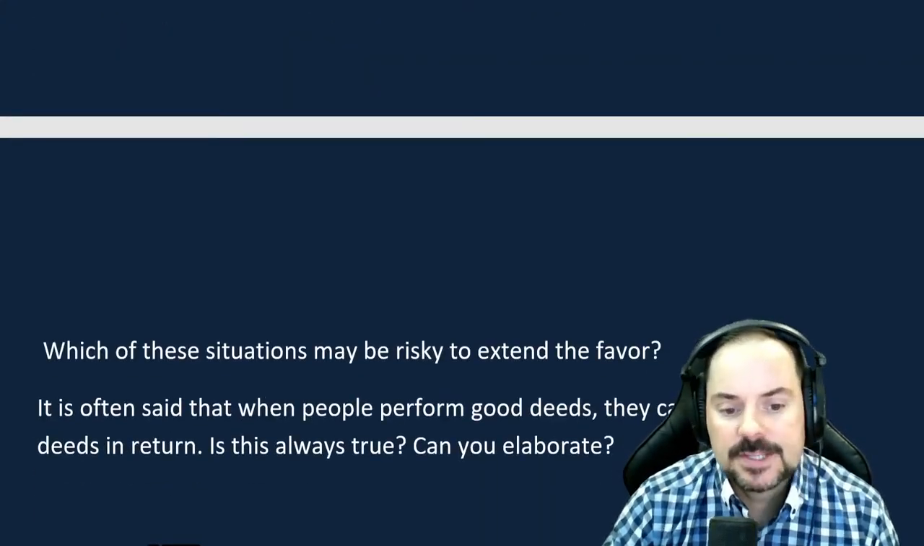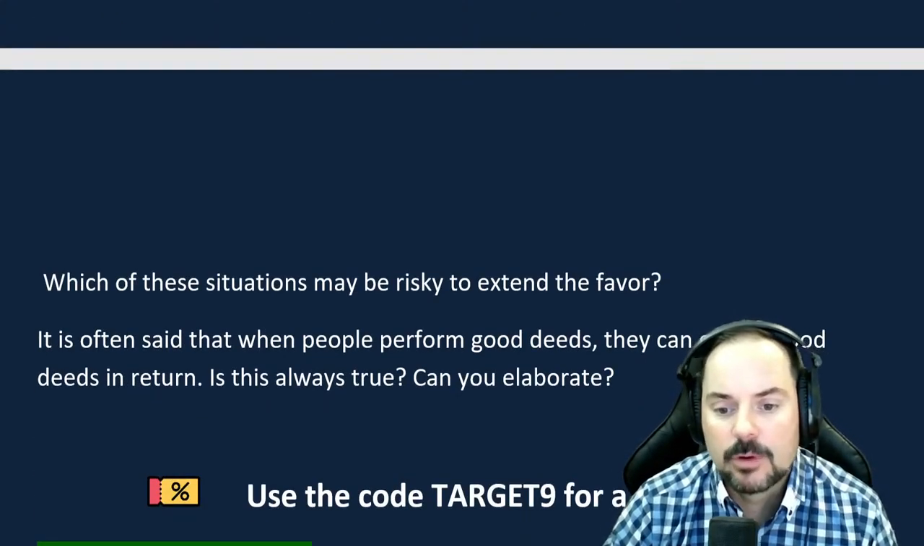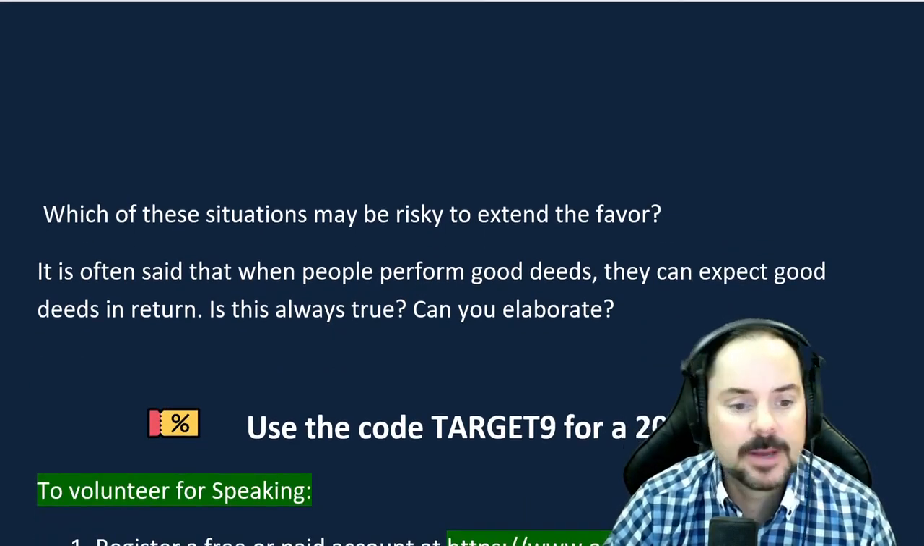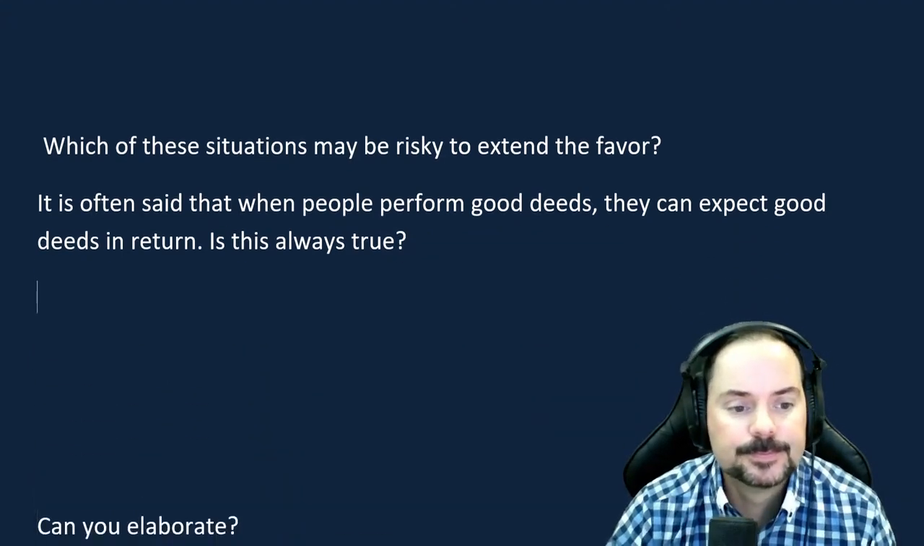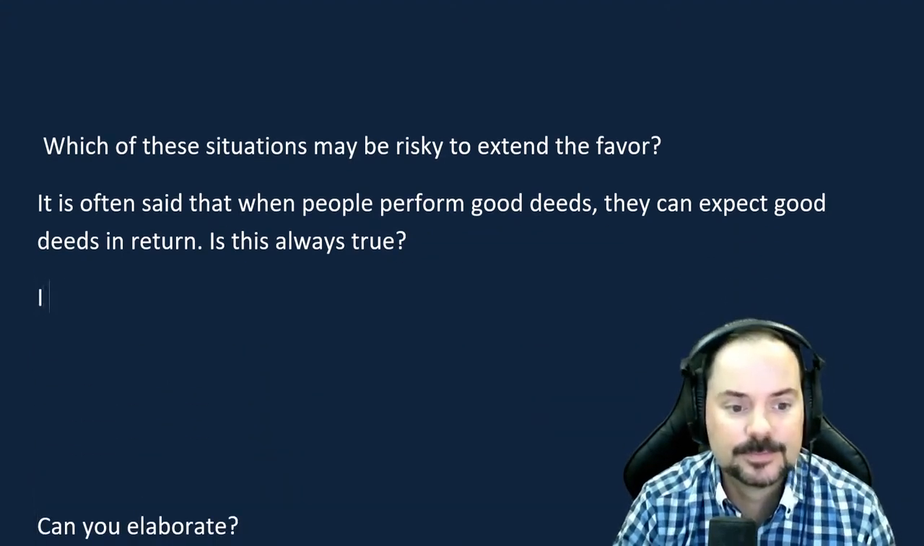It is often said that when people perform good deeds, they can expect good deeds in return. Is this always true? I beg to disagree. This isn't always the case.